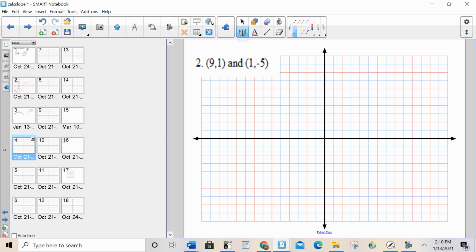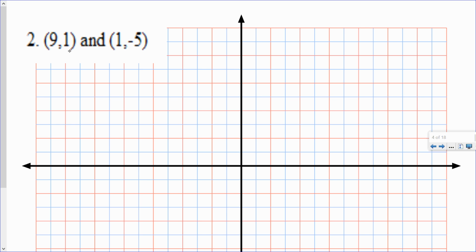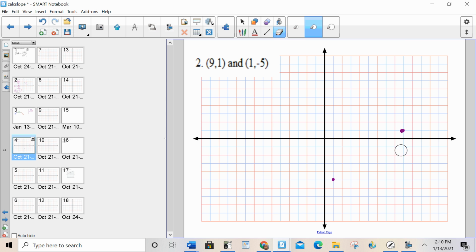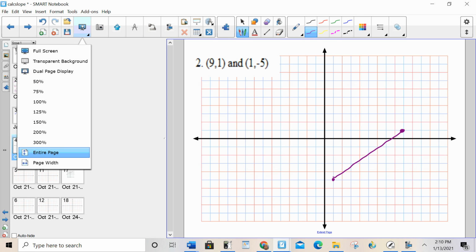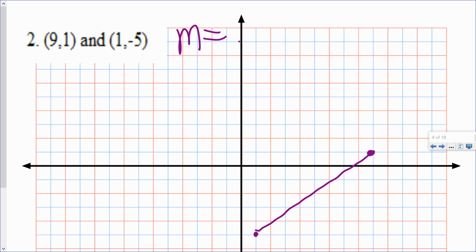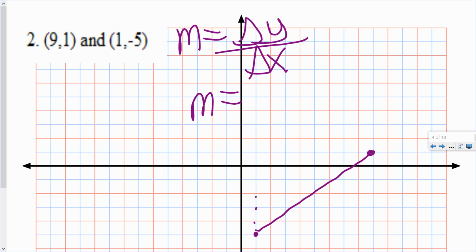The points are (9, 1) and (1, negative 5). Whoops, let me just fix that wrong point. M equals delta y over delta x. So I'm going to count my change in y: 1, 2, 3, 4, 5, 6. It went up, so it's positive. Delta x is 1, 2, 3, 4, 5, 6, 7, 8.